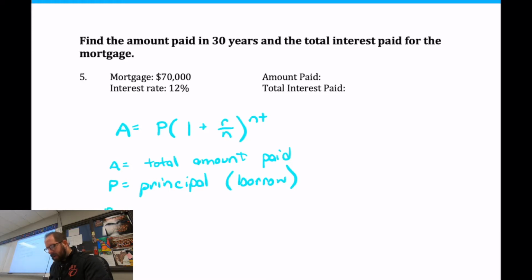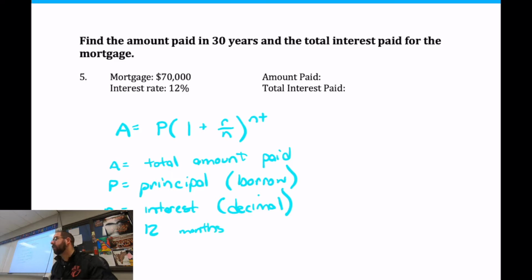Yep. So R is going to be your interest rate, and this has to be in decimal form. So maybe divide by 100 or just move the decimal over 2 spots. So for yours, it's 0.12 for the decimal. The N, just like you're hearing Graf say, is always a 12. It's how many months are in a year. So that's why it's always 12. So all you have to do is pretty much just remember 3 of them. Yep. Three numbers you have to plug in.